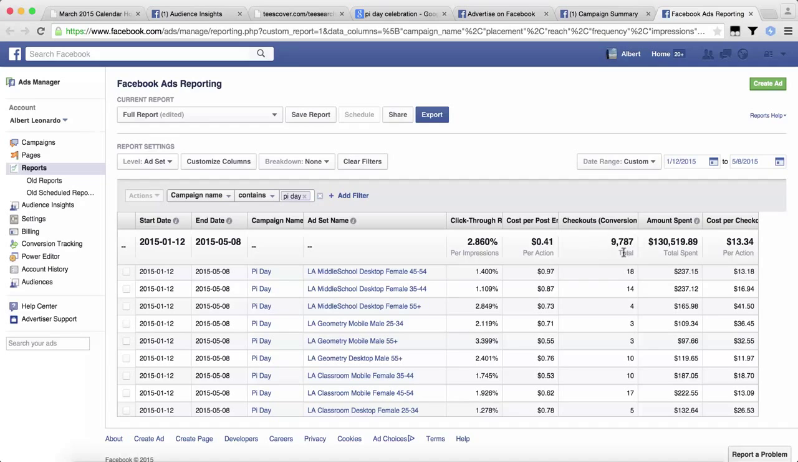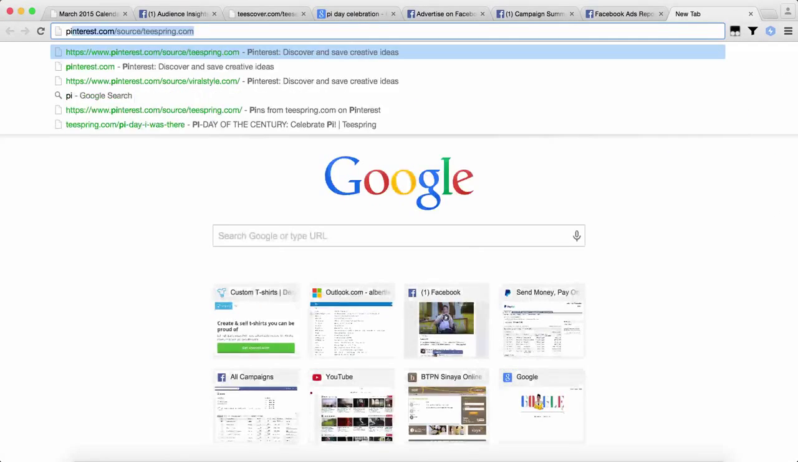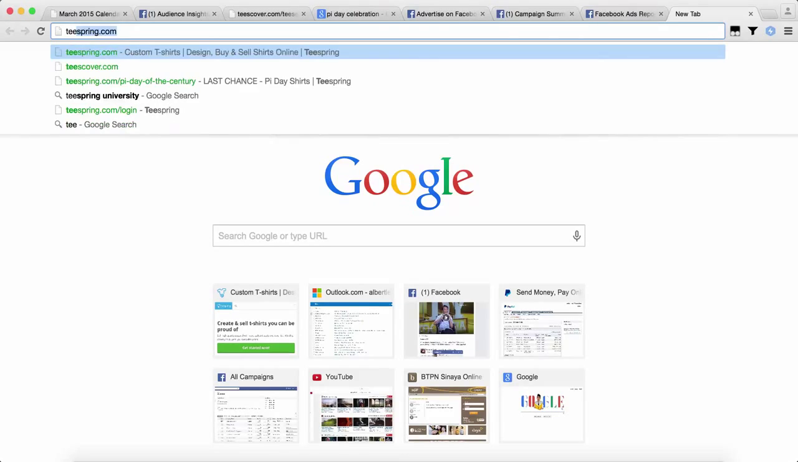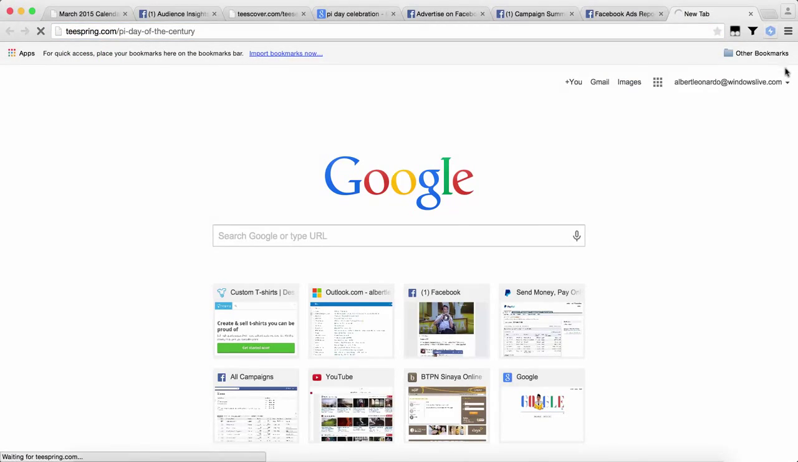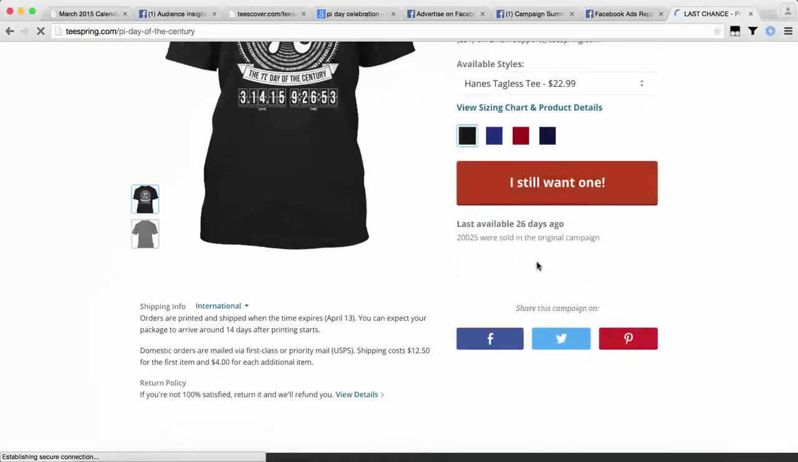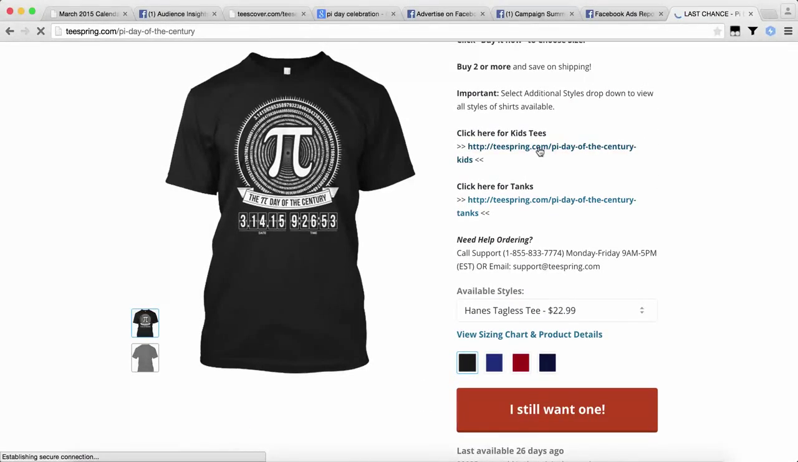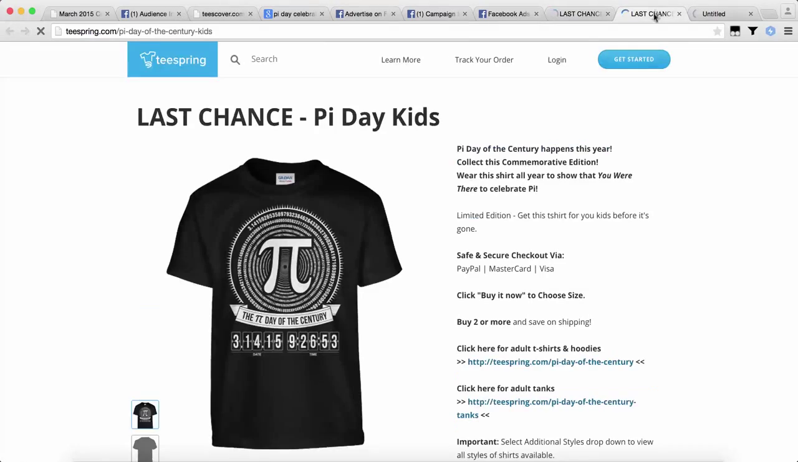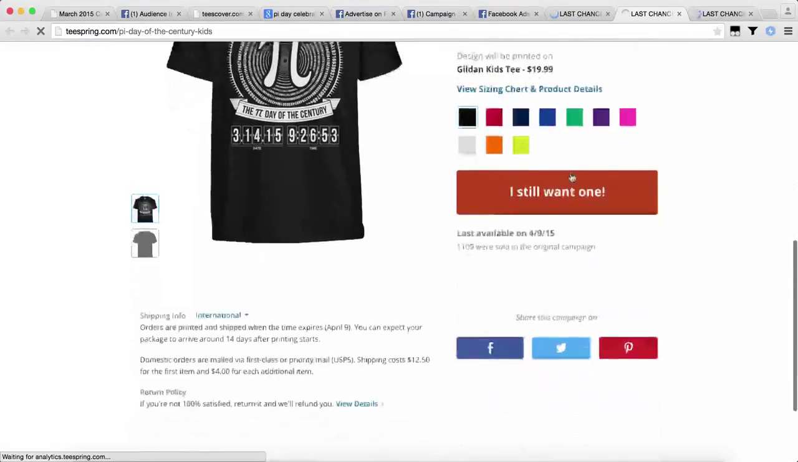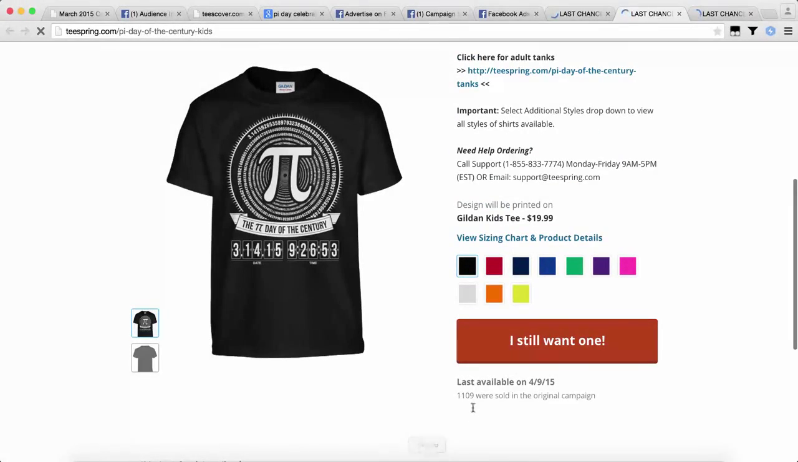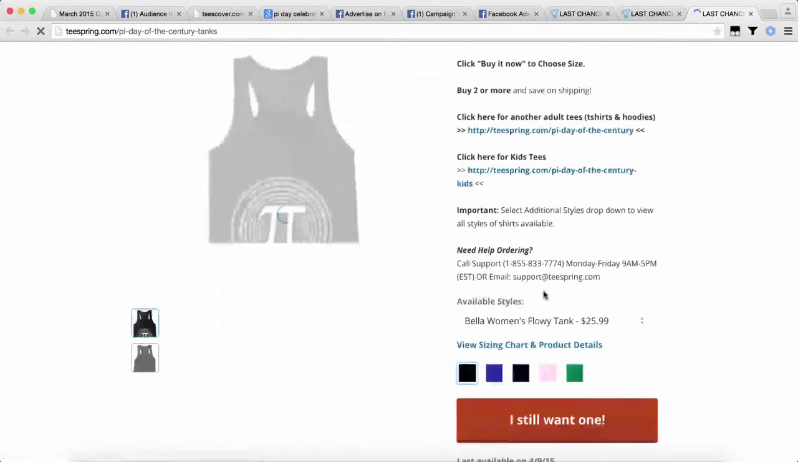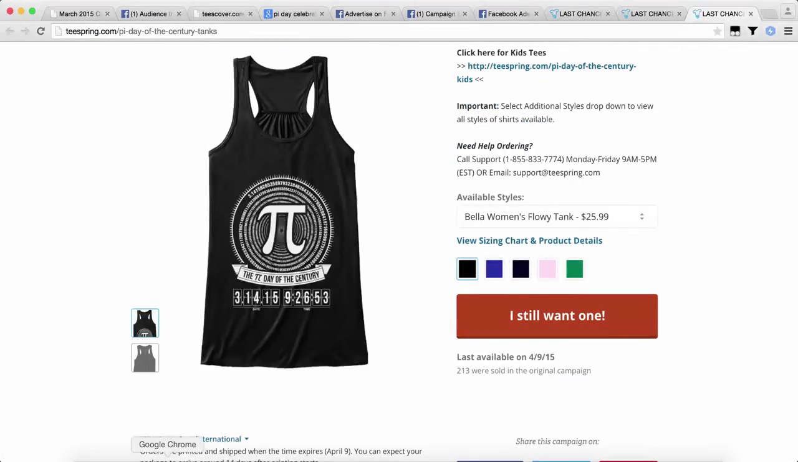From 12th January until today, I have spent around 130 grand for the Pi Day campaign, and the total checkout reported is 9,700. So let's check the real sales here. Alright, so this is 20,025 for the main campaign, and this is for kids, and this is for Bella Tanks. For kids, I sold around 1,000, and for Bella Tanks, I sold 200.